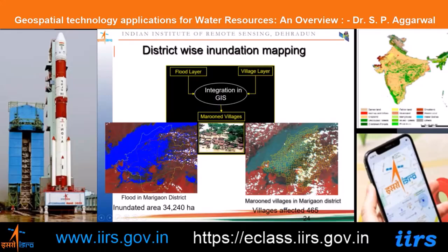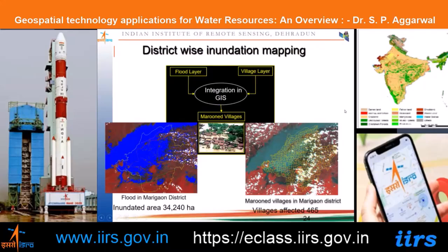So what is this? This is the integration of remote sensing data in GIS. In GIS, I get the district boundary. In GIS, I get the village boundary, and I superimpose over the satellite data, and I get how many villages are affected. Suppose in my GIS environment, I am having the name of the village, then immediately I can pass on to the district collector and relief commissioner that these many villages, these are the names which are affected, kindly go for relief and rescue.